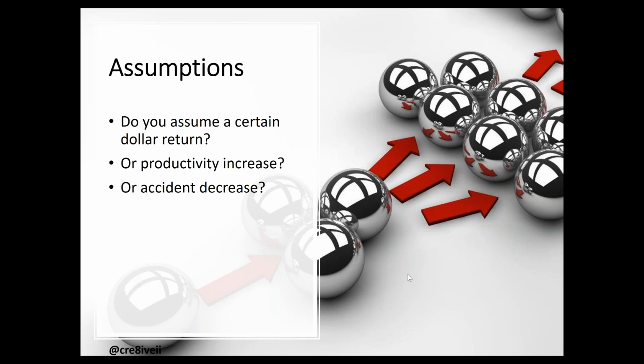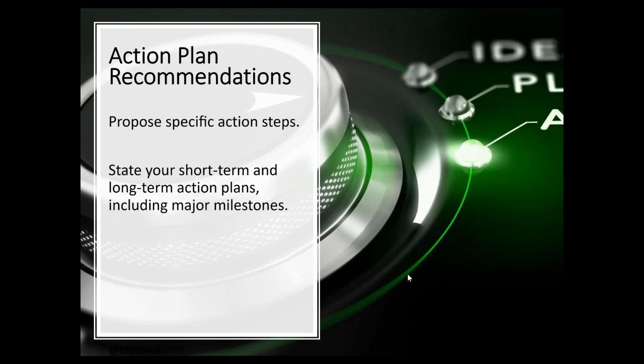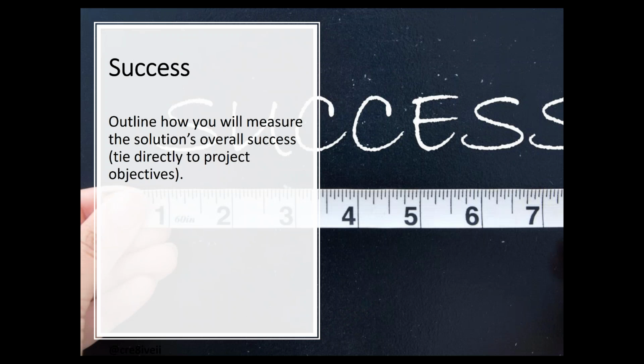And then I always look at how we are going to roll out, and what our specific action plans are, what the short-term goals and long-term goals are, and our major milestones in doing the project. And then, of course, how are you going to measure the success of the program? How are you going to tie that back to the project initiatives? So these are all things that you need to make sure you're considering as you think about the overall considerations for the project.